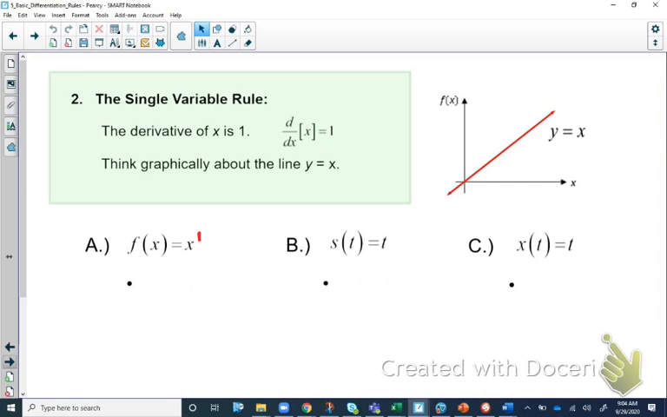What you're going to see in the power rule shortly is that the exponent gets multiplied to whatever coefficient is in front of your variable. So if the coefficient in front of the variable is 1, then 1 times 1 is just going to give you 1 in return. So here are the derivatives for the three examples we have for a single variable derivative.